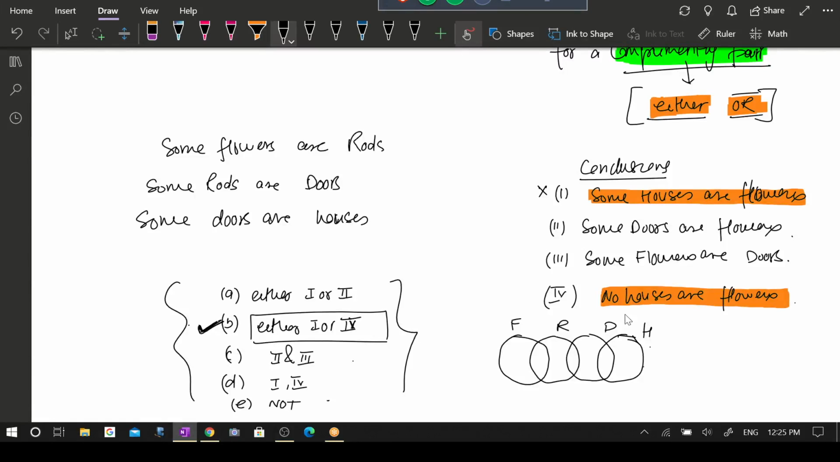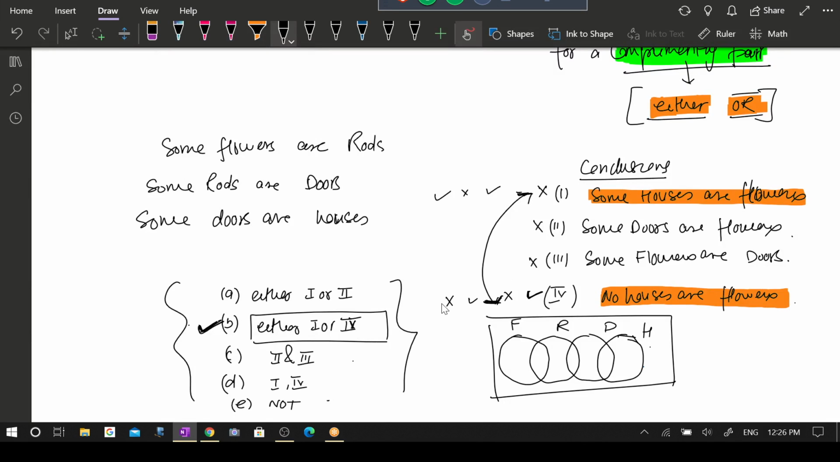Some doors are flowers, no, it is not working. Some flowers are doors, not working. And then I realize no houses are flowers, it is working. Then I realize this is called a complementary pair, which means in other possible diagrams, if I draw any other diagram of this system, I would realize that either first would be true, this would be wrong, or this would be wrong, this would be true, or this would be right and this would be wrong. So it would be an either or pair.